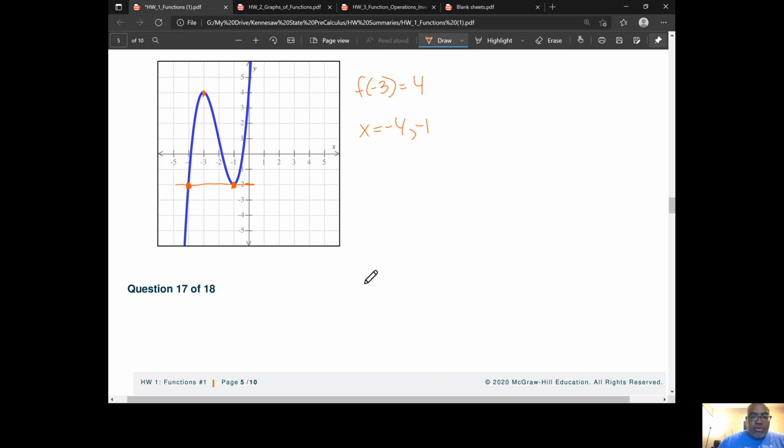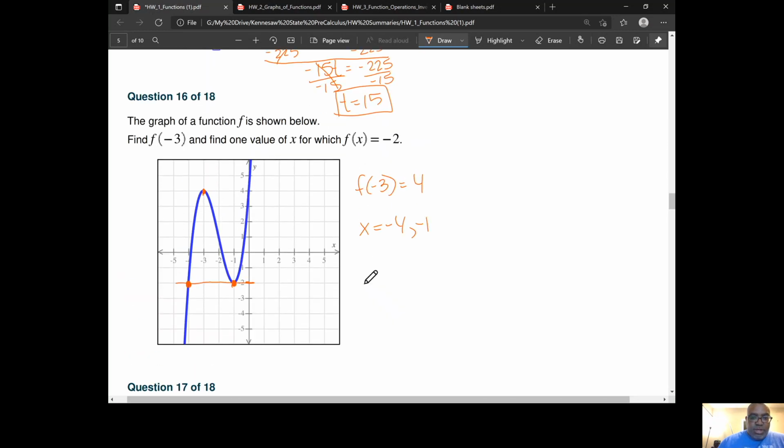Okay. So the difference in these is f of negative 3. That means this is your x value that you're putting in. f of x is equal to negative 2. That means that this is your y value.